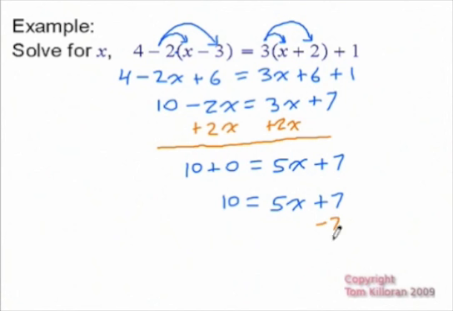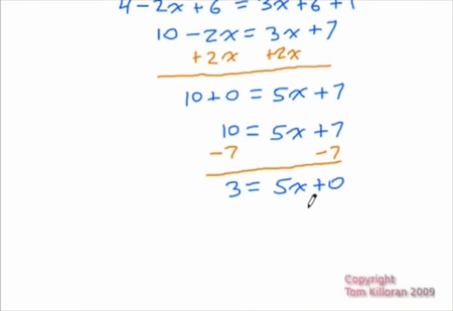Now if you subtract 7 from the right hand side, you have to subtract 7 from the left hand side. Alright, so now we're down to 3 is equal to, and technically they don't cancel out, positive 7 minus 7 is really 0. Of course 5x plus 0 is just 5x. It's that additive inverse property.